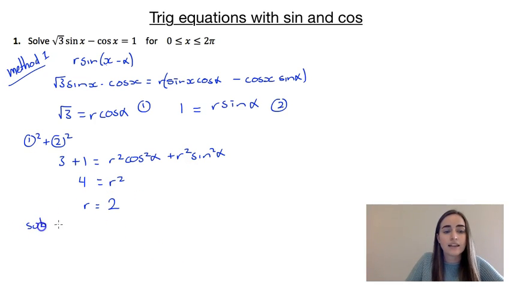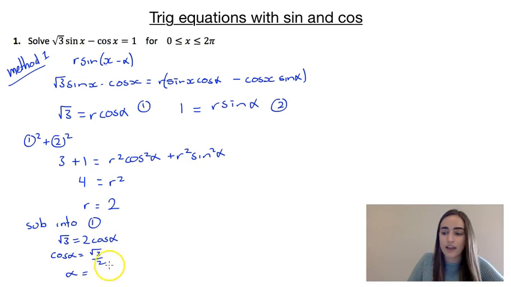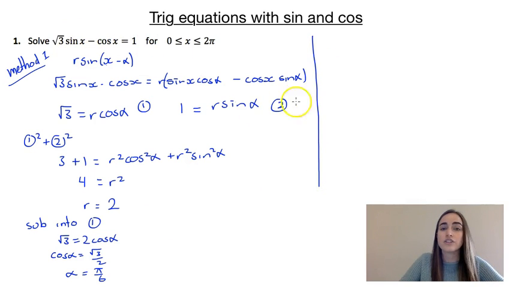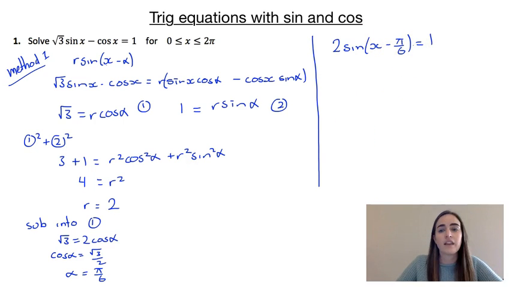Now if we sub that into 1 or 2, doesn't matter which one, we'd have root 3 equals 2 cos alpha. So that means we'd have cos alpha equals root 3 on 2, which would end up giving us alpha equals pi on 6. All right, so using those, we can rewrite the equation in our original question as 2 sine x minus pi on 6 is equal to 1. So that's using our r and our alpha that we've just found. Now we know how to solve this.